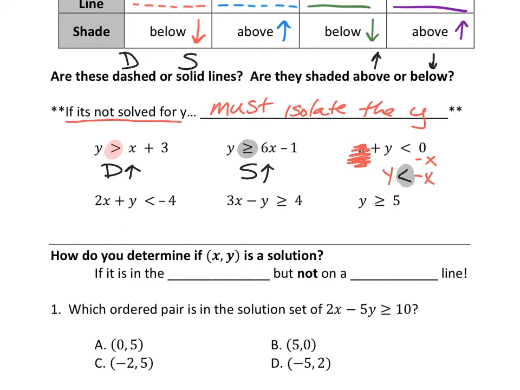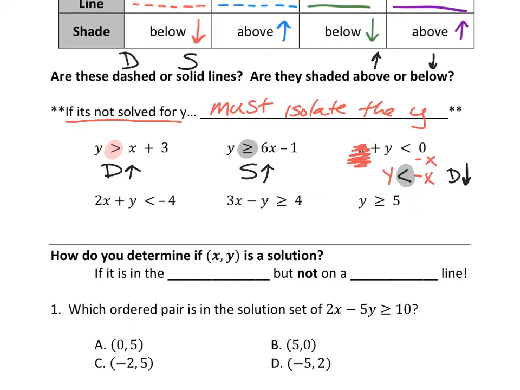Now that we've solved for y, we can answer the question. Dashed or solid? Dashed, because there's no line underneath it. And below, because it's less than. Does everyone see where they're looking back up at the table to answer this until you have it memorized? That's where they're getting this information from.